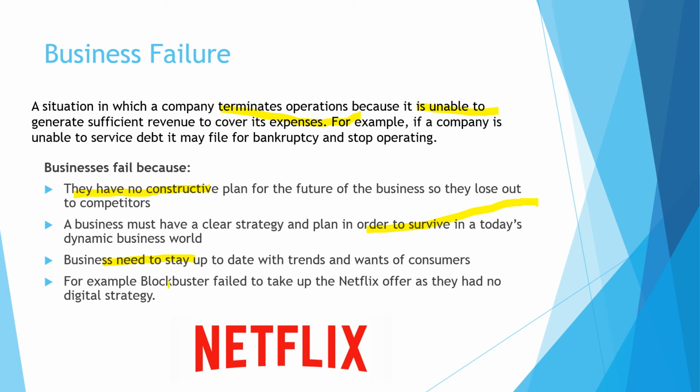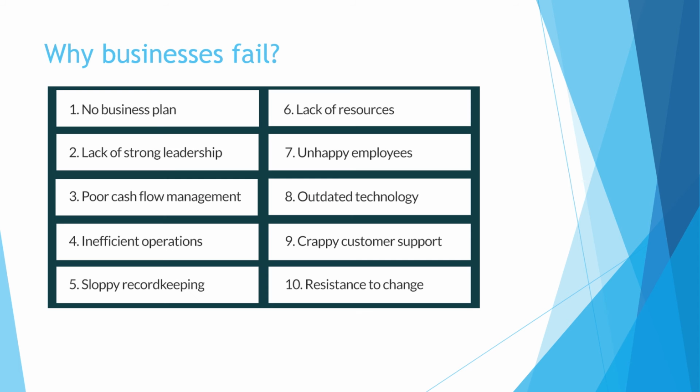So for example, Apple and Samsung are great examples. They constantly update their phones and products to keep up with the trends and wants of the consumers. Let's say if Apple had stayed with that iPhone 3G, would you still buy that? Would you still be a big fan of Apple? The answer is obvious. It is a no. So for example, Blockbuster failed to take up the Netflix offer as they had no digital strategy. So these things are very important in business, and they are the big causes of business failure because they fail to keep up with the trends and wants of customers.